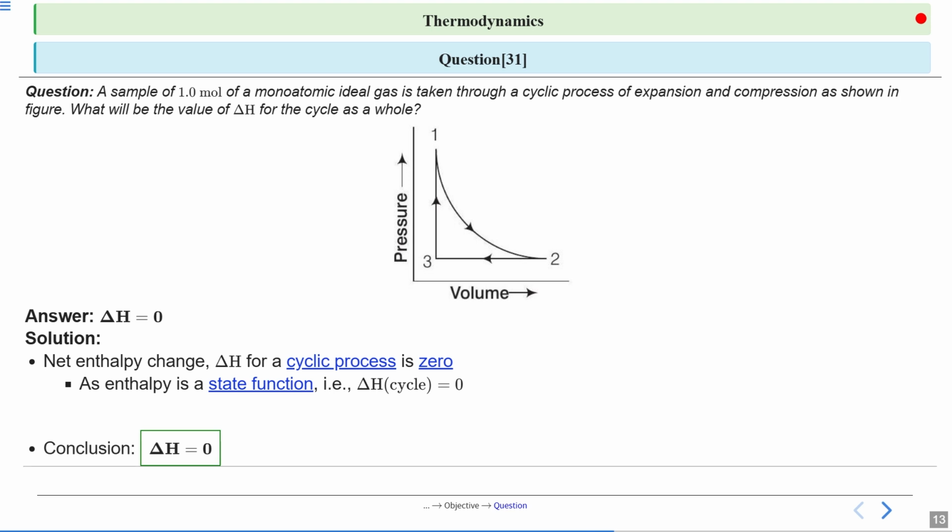Is it clear? Again, I am repeating it. Since the enthalpy change is to be calculated, and this process is cyclic, we know that for a cyclic process, the change in state functions is taken as 0 because enthalpy is a state function. Therefore, we say that delta H is equal to 0 for the given reaction.